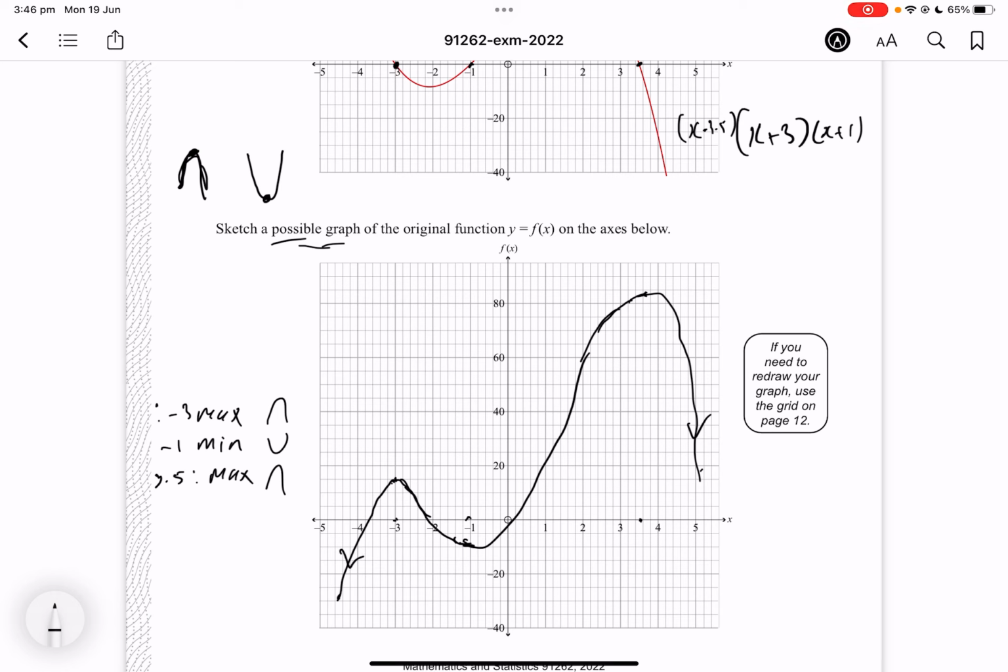And that would probably be somewhere along the lines of our answer, which is a quartic graph. So this is like something x to the power 4, something. And that will be our answer for this question. So something along this line here.